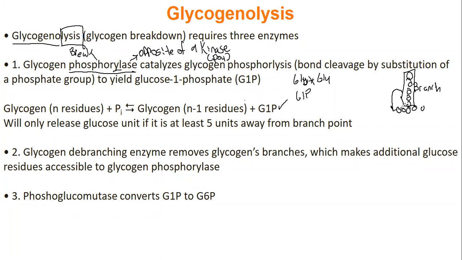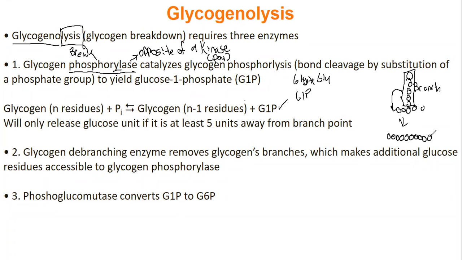Now our glycogen phosphorylase can work again because we're not at a branch point anymore. So it will be completely linear. That's what I'm trying to show in that picture. Not that you make another branch, but it becomes linear. So glycogen phosphorylase can work again.